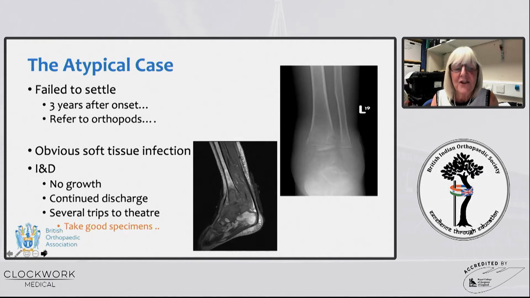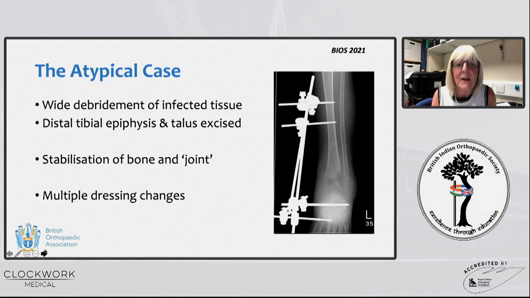And there were continued discharges and several trips to theatre, to the extent that I was beginning to think that the fellows had no idea how to drain an abscess. But we took good specimens, and in the end, we stabilized the situation with an external fixator, did a wide debridement of the infected tissue, which included the distal tibial epiphysis and the talus, and we stabilized the bone and, if you like, the pseudo joint. Multiple dressing changes. And why did we have such difficulty? Because this child had Mycobacterium kansasii.